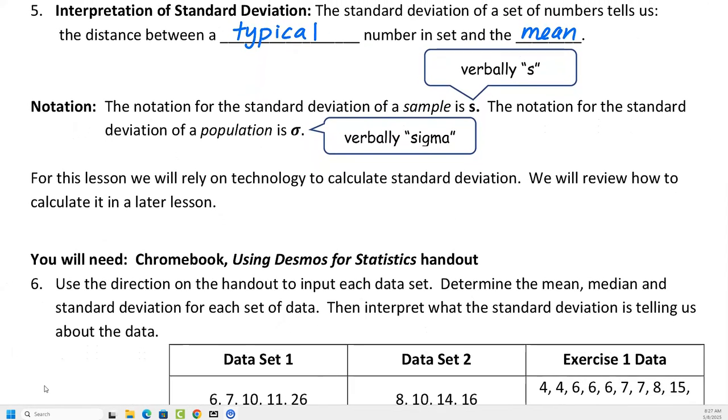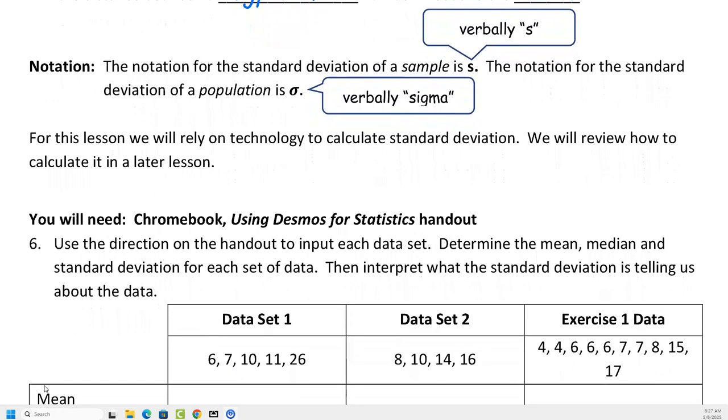So notation. The notation for standard deviation of a sample is S, just a lowercase s. The notation for the standard deviation of a population is, they use this sigma. The sigma here, it's like an O with a hat on it.